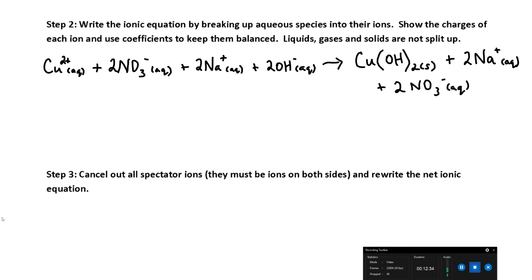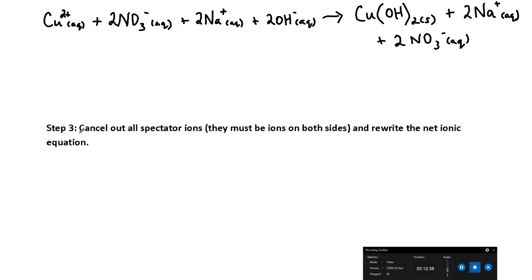Okay, now if we look at step 3, this is our last step, we're going to cancel out all spectator ions. So the spectator ions are the ones that show up on both sides identically, meaning they're there at the beginning of the reaction, suspended in the solution, and they're also still there at the end of the reaction, suspended in solution. So it's like they're just hanging out watching, like a spectator. So those guys, we're just going to eliminate and simplify this to its most basic or simplest form of what's happening.